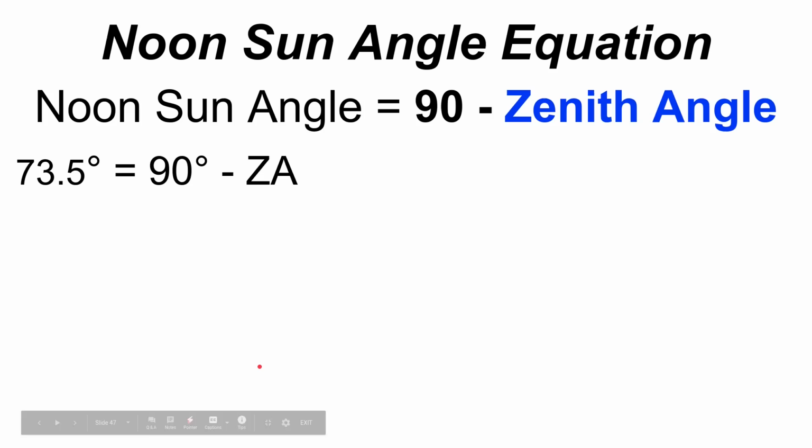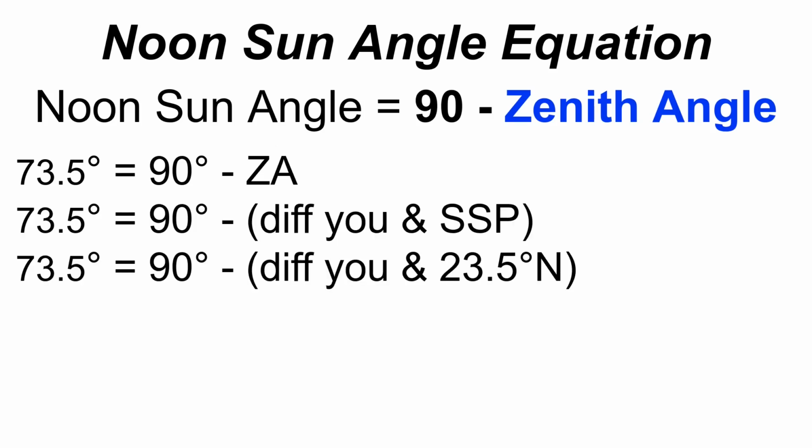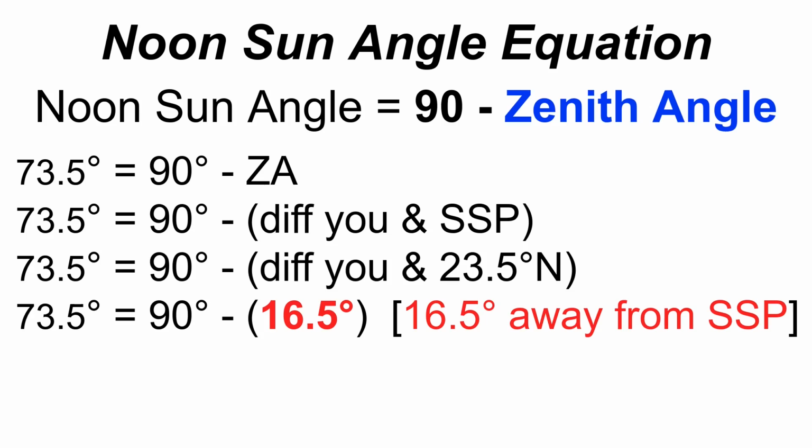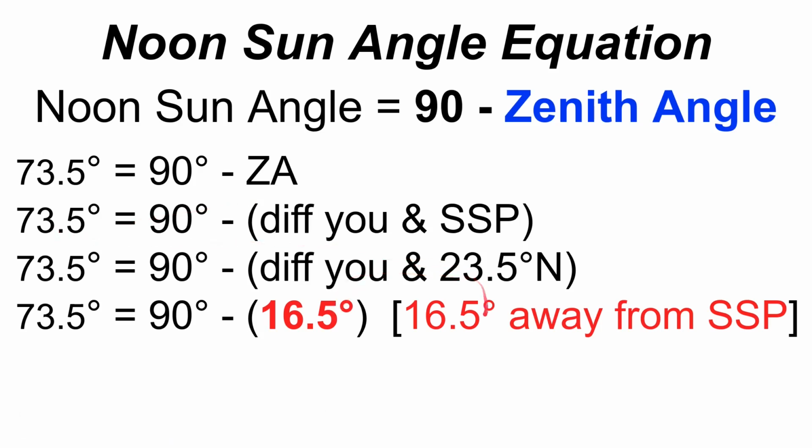So here's what we know. We know that the noon sun angle is 73.5 degrees. We know that we are 16.5 degrees away from the subsolar point. 90 minus the zenith angle equals 73.5. The difference between our latitude and the subsolar point, 90 minus that difference is 73.5. So solving for that, we get 16.5. So that tells us we're 16.5 degrees away from the subsolar point.